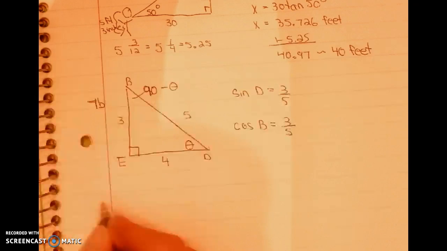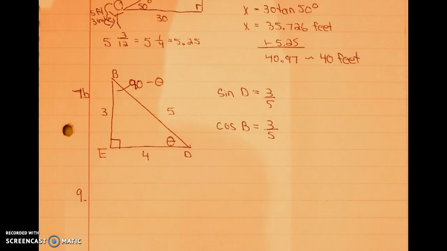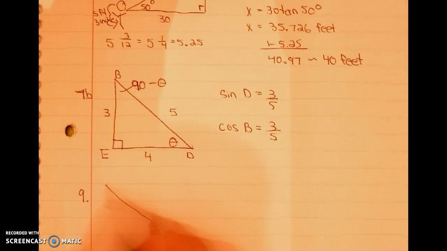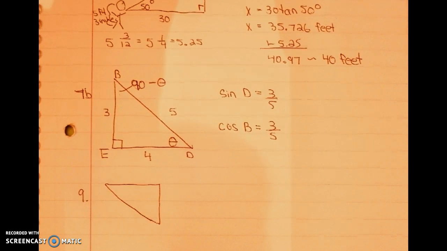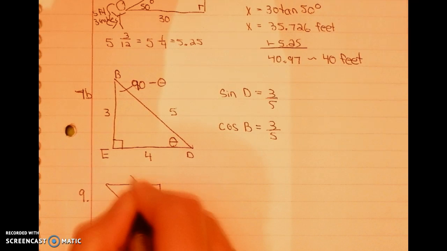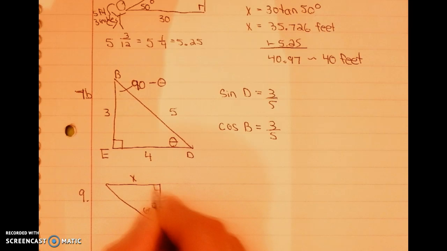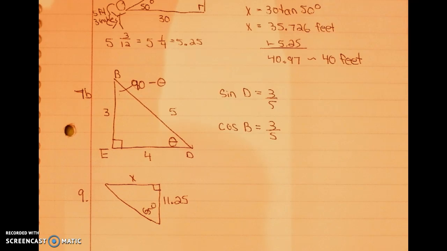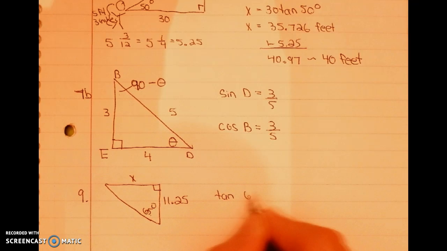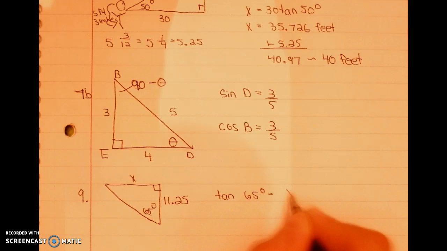Number 9. Number 9, again, I was given a picture. I'm just going to redraw that picture out. I have an angle of 65 degrees. This is 11 1/4, which is 11.25. I'm just going to recognize again, with respect to this angle, I have opposite over adjacent, which is tangent. So tangent of 65 degrees, x over 11.25.